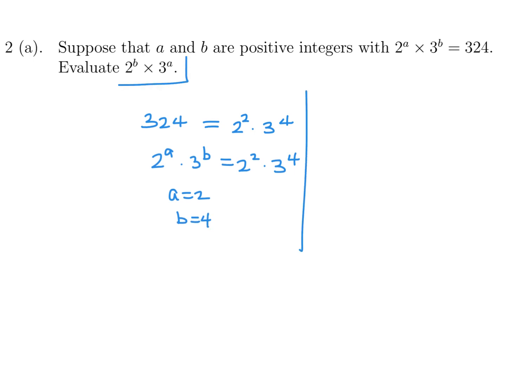So then this guy shouldn't be a problem. 2 to the power of b times 3 to the power of a. 2 to the power of b will be as 4. 3 to the power of a, that's 2. So 2 to the power of 4 is 16, and that's 9, and therefore that's 144.